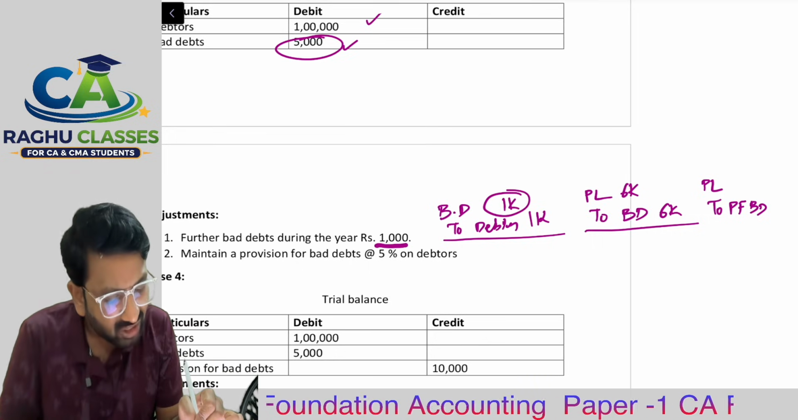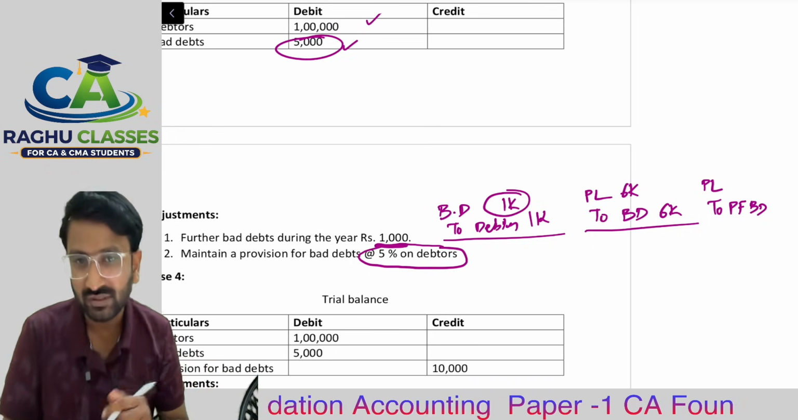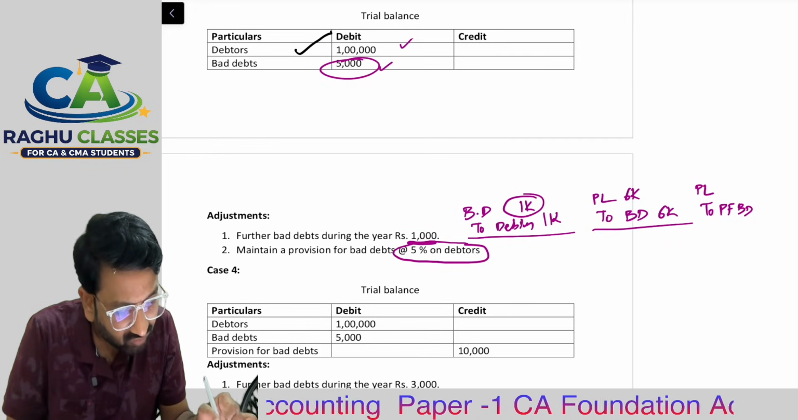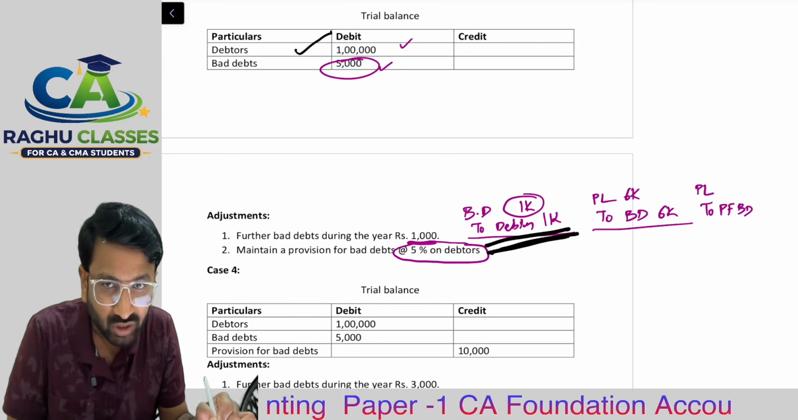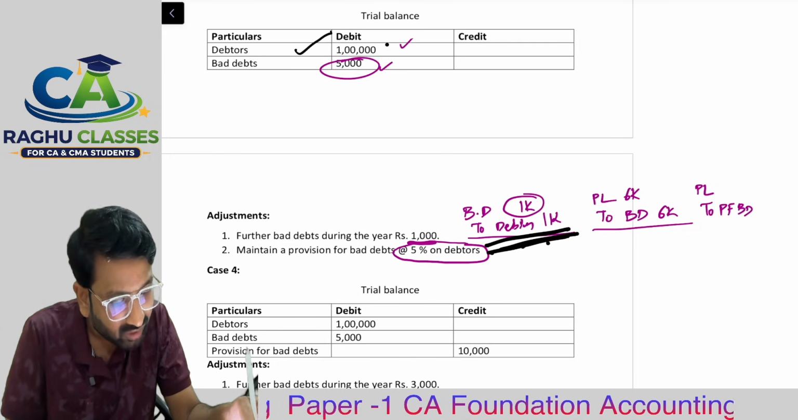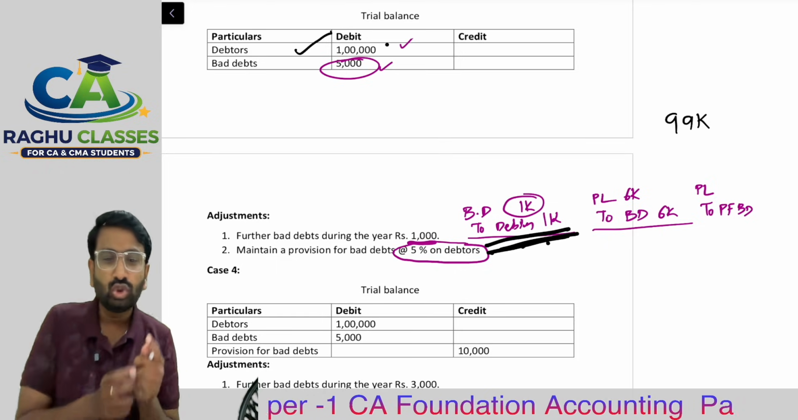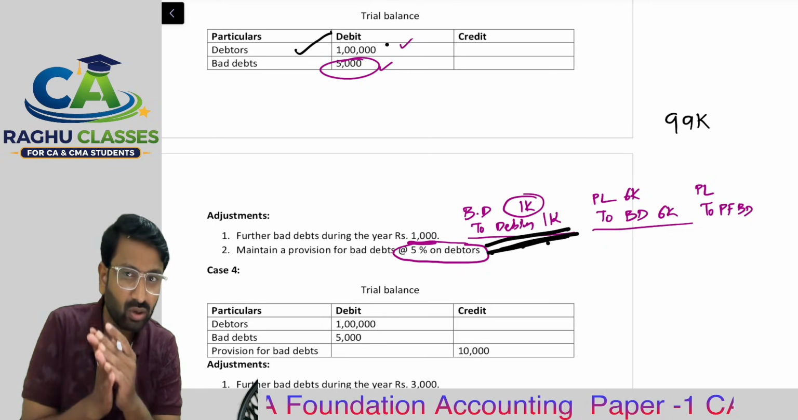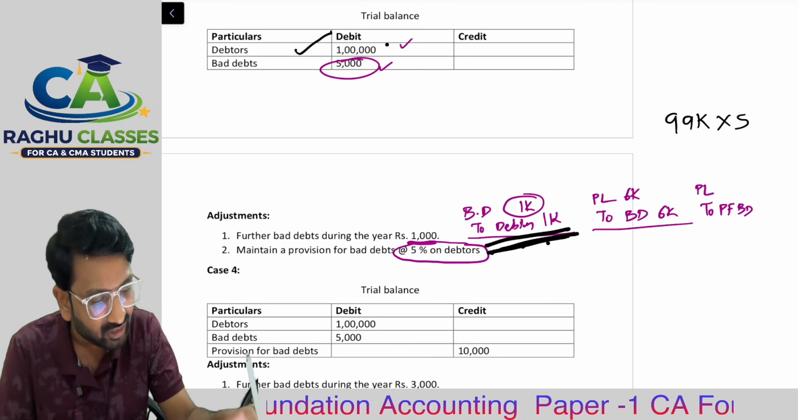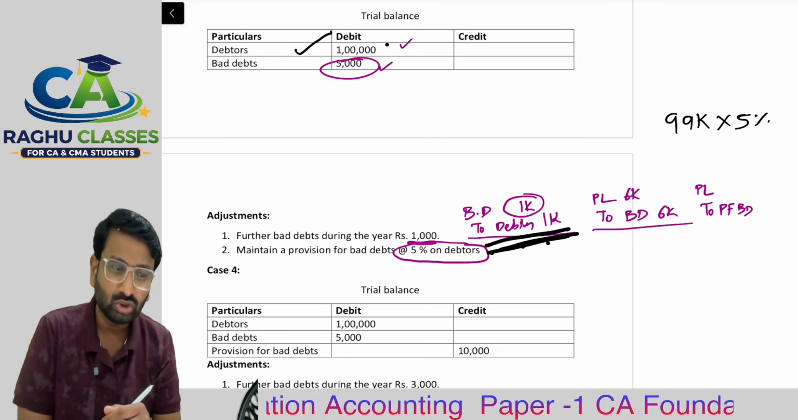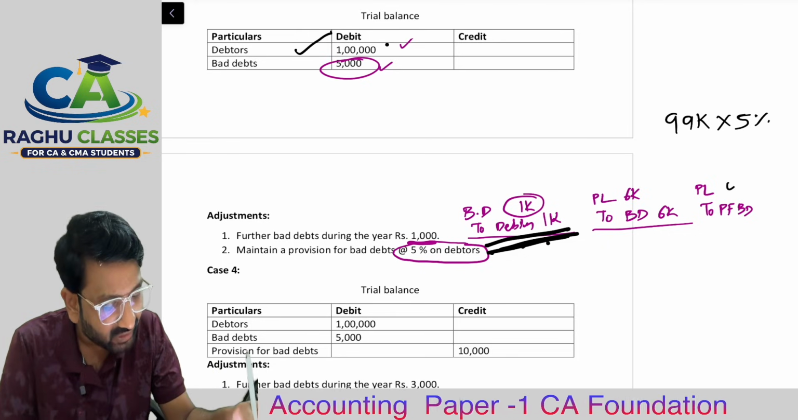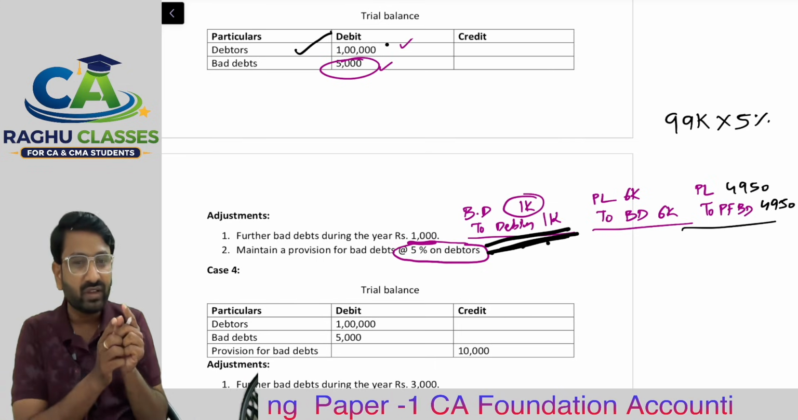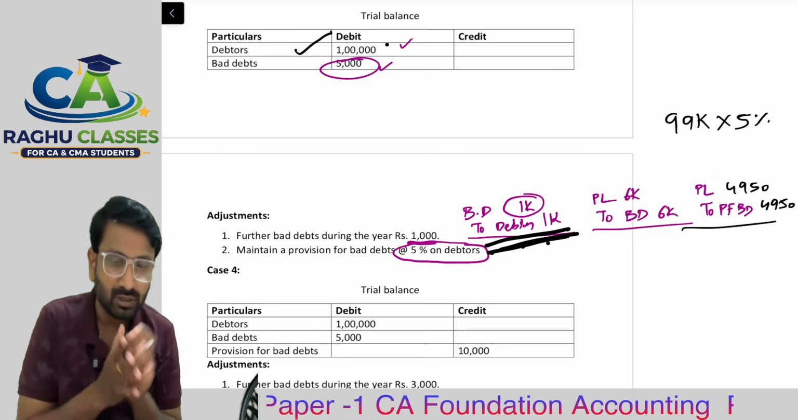Now, you're creating 5% of what? Debtors. And what is your debtors right now? You had 1 lakh here. And because of this entry, your debtor is now no more 1 lakh. Your debtor has become 1 lakh minus 1,000. Your debtor will be how much right now? 99,000. So you should always calculate the provision on your net debtors. So from 1 lakh, 1,000 is gone, 99,000 is net. On that, I calculate 5% provision. So which is going to be 4,950. This will be the provision figure. So keep this in mind. Provision is always calculated on the net debtor that is available.